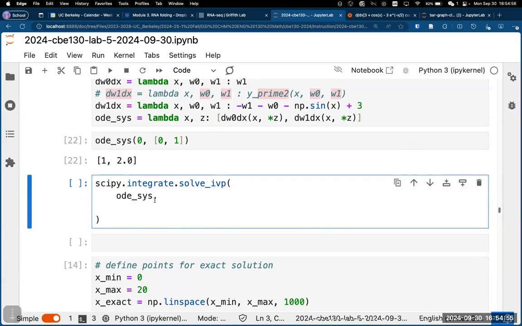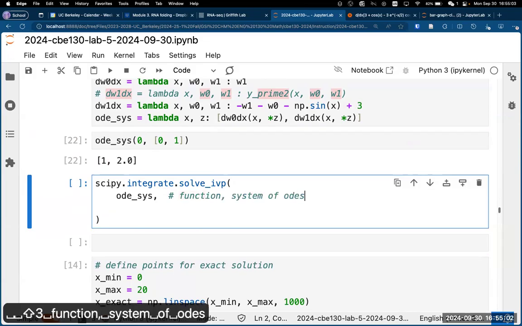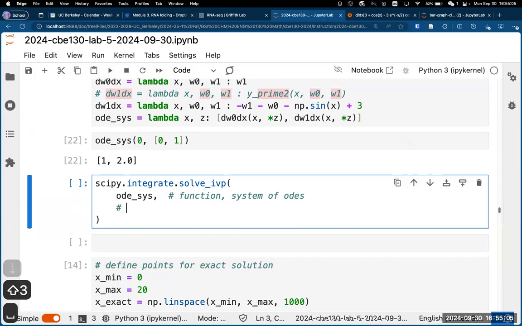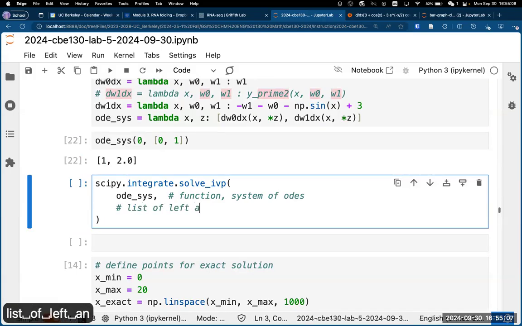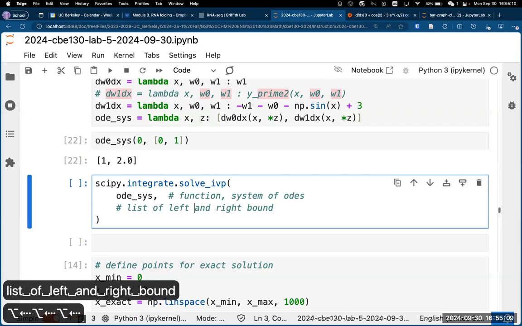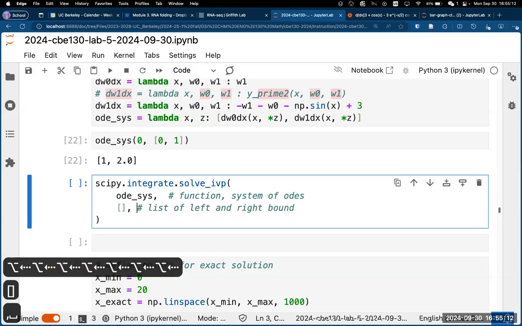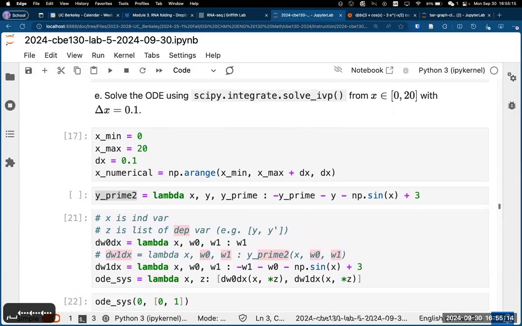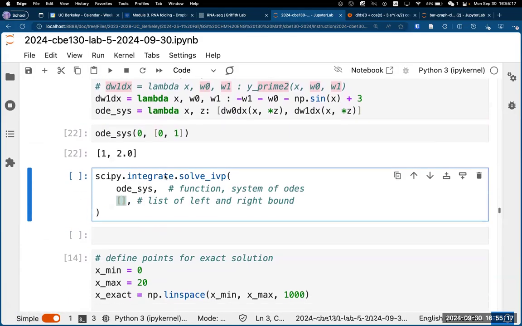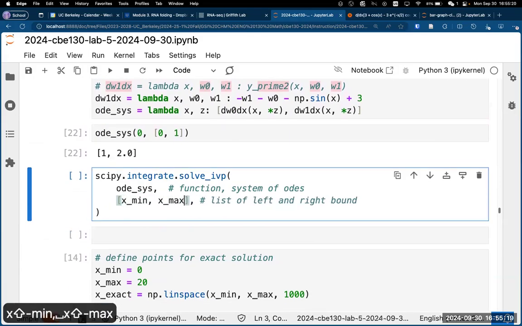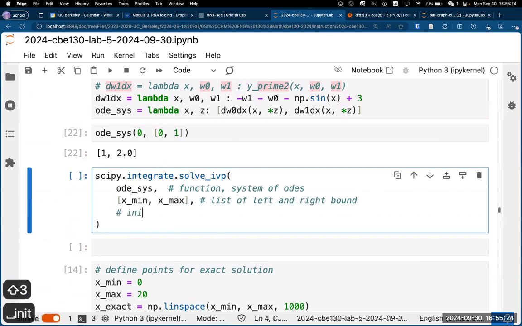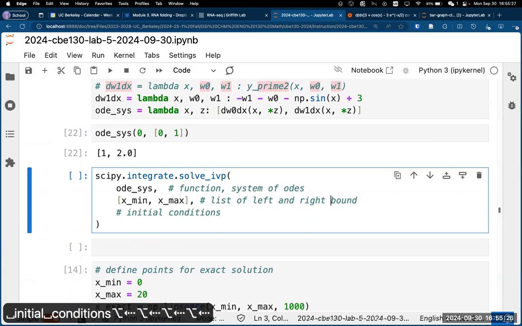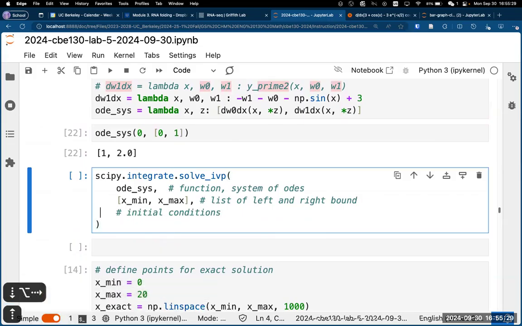And within solve_ivp, the first argument is the function, the system of ODEs. And the second thing we want is the list of left and right boundaries. So first I define a list, and the left bound is x minimum, and the right bound is x maximum. So x min to x max. And the third thing is the initial conditions. So a list of initial conditions.